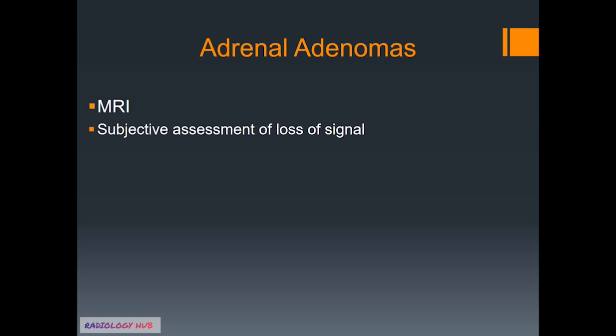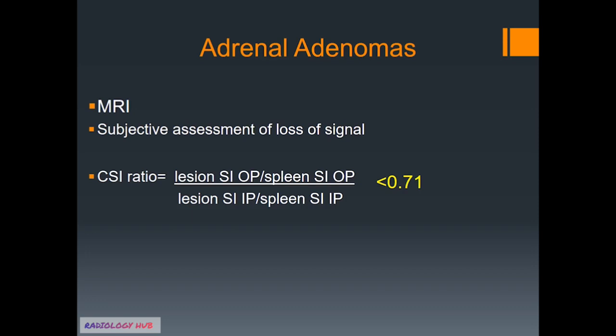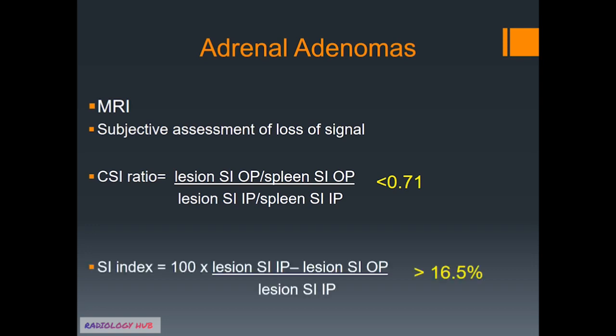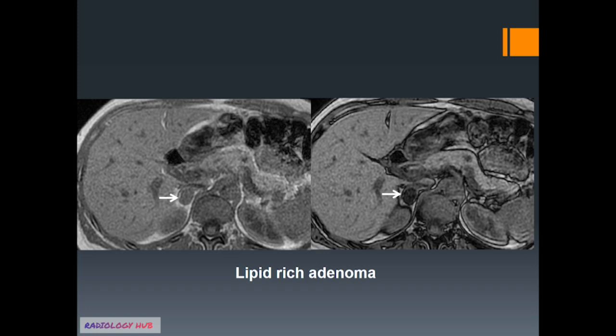Now, how can you assess whether there's loss of signal on out-of-phase imaging? Well, most commonly we do this subjectively, and it's easy to appreciate that the lesion is getting darker on the out-of-phase. However, if you're unclear looking at it subjectively, there are ways that you can calculate the chemical shift ratio or the signal intensity index, and there are online calculators that can help you with this if you need to do this. This is an example. We see in the right adrenal gland, there's a small nodule that shows clear loss of signal on the out-of-phase image on your right, and this is consistent with a lipid-rich adenoma.